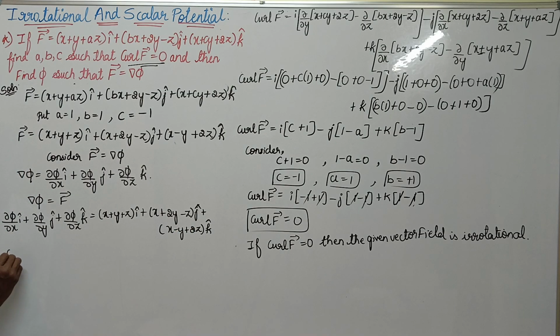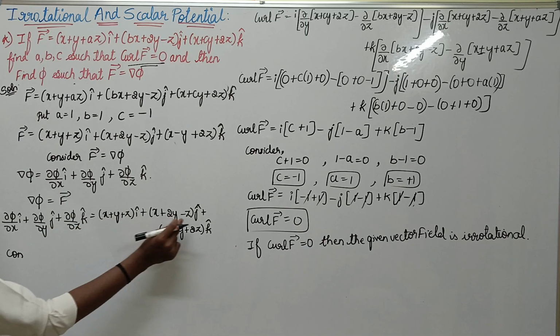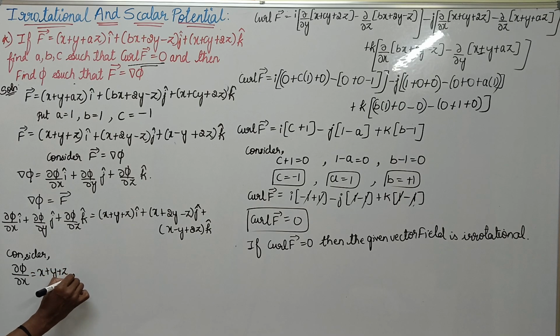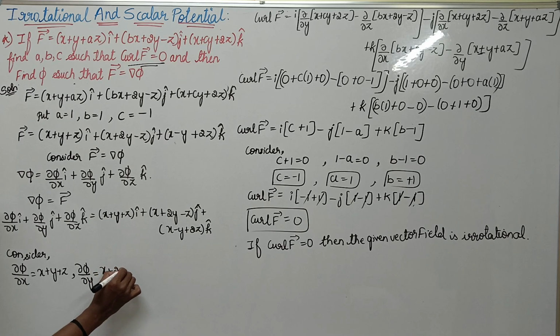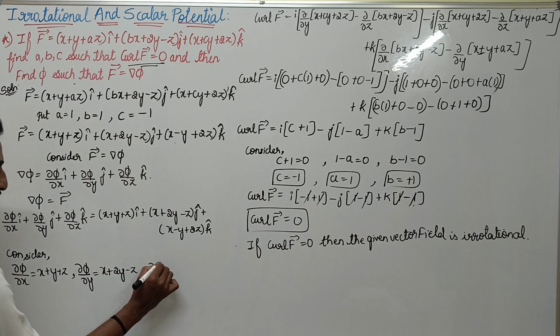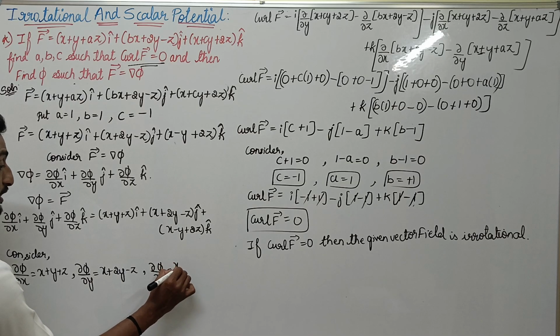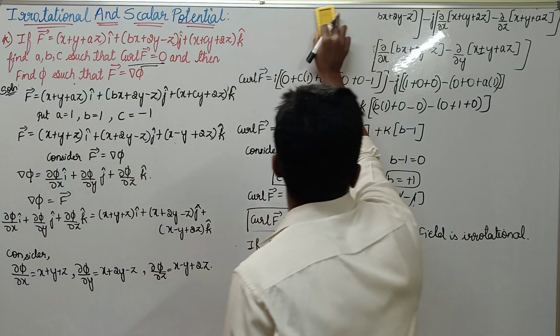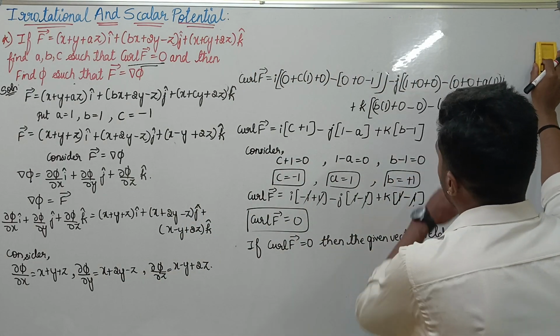Now separating the terms, i with i, j with j, k with k, consider dou phi by dou x equal to x plus y plus z, dou phi by dou y equal to x plus 2y minus z, dou phi by dou z equal to x minus y plus 2z. Done. Considering this, we are going to find the scalar function phi.